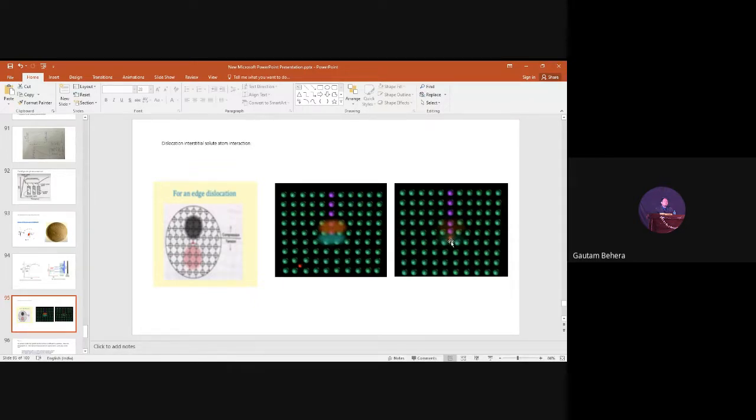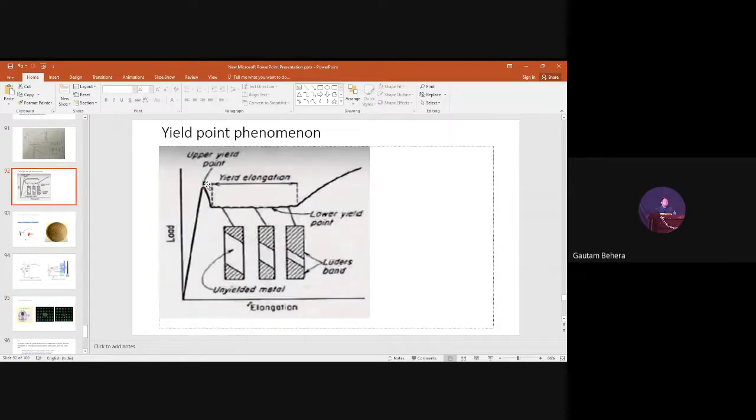Now, once this dislocation is pinned, you require more stress or more load to make the dislocation propagate again, right? So that is why we have an upper yield point phenomenon here, right? Because the stress required to move the dislocation is very high, so we'll see an upper yield point. Upper yield point means the stress is very high here.